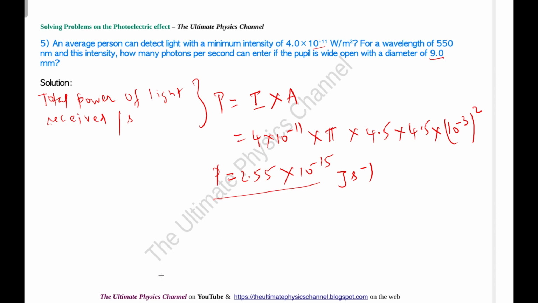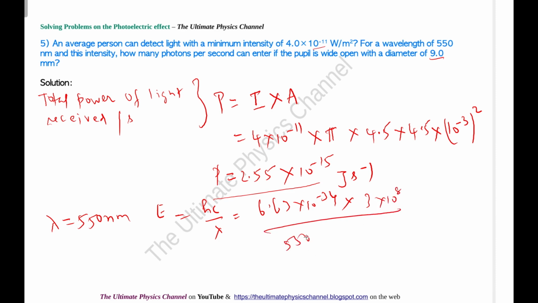Now, the energy of the given photon we have to calculate from the 550 nanometer wavelength that is given to us. So, lambda is 550 nanometers. Energy of each photon is hc over lambda, that is 6.63 into 10 power minus 34 times 3 into 10 power 8 over 550 into 10 power minus 9 meters. And if you do that, you get energy of each photon to be equal to 36 into 10 power minus 20 joules.